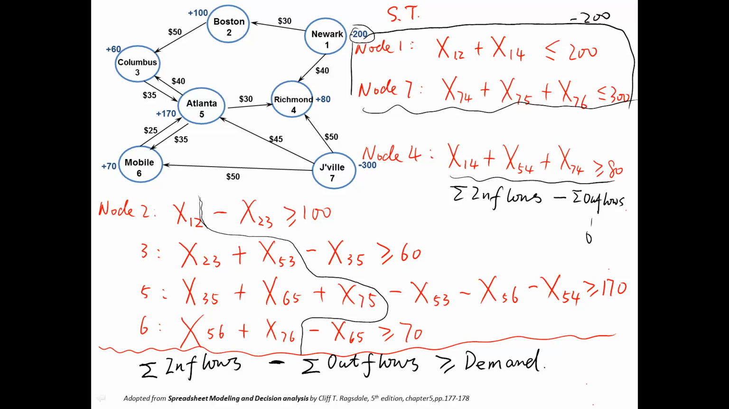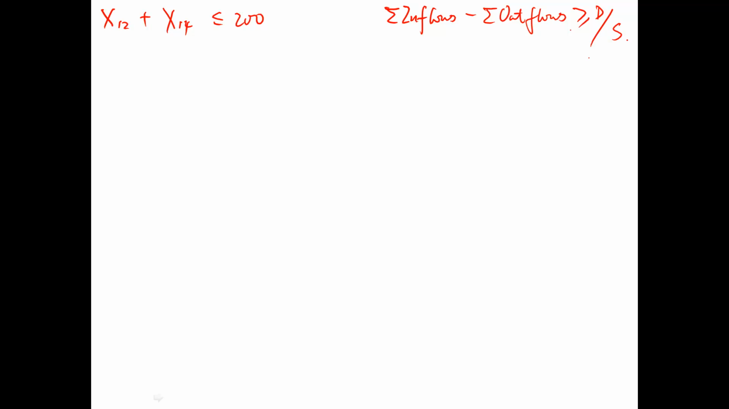For the supply node, x12 plus x14 less than or equal to 200. So this was the original constraint that we wrote, and we're trying to change it to the format in this: inflows subtract outflows greater than or equal to demand or supply.